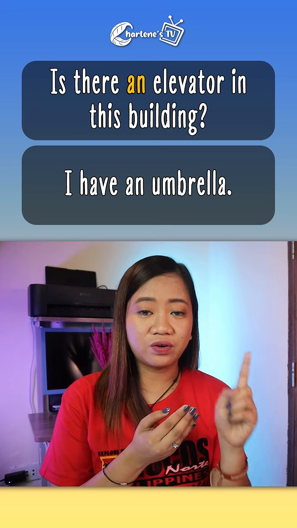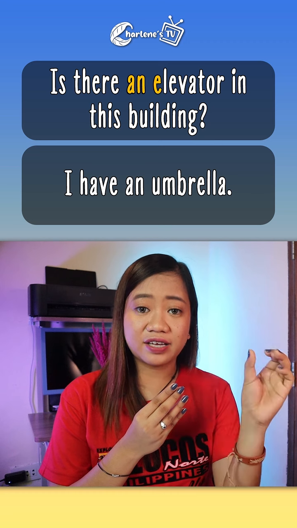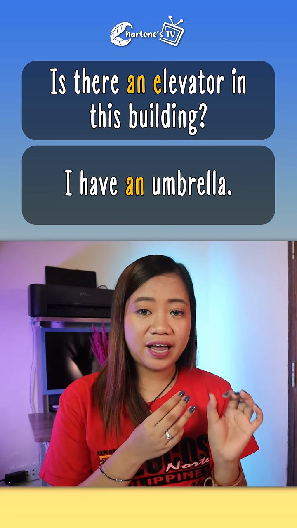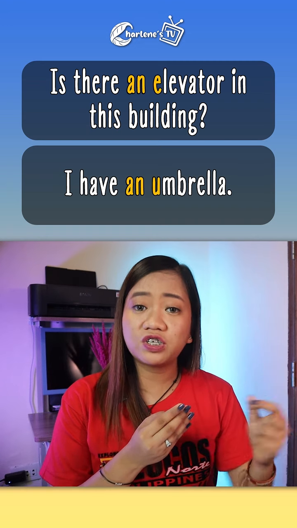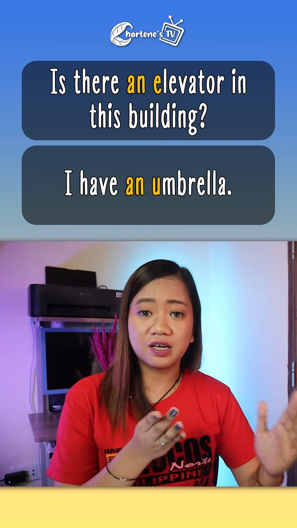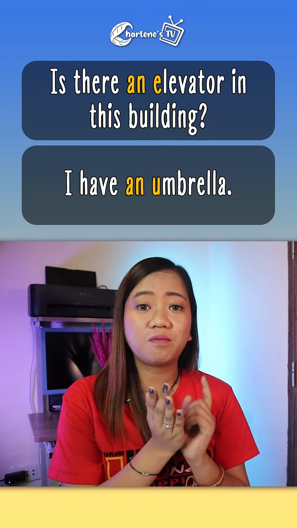Diba? An elevator kasi, yung unang titik, itong letter E, ay isang vowel. Ito naman, an umbrella because umbrella starts with letter U, which is also a vowel. At isa lang yung tinutukoy nating elevator dyan at isa lang din yung bilang ng umbrella.